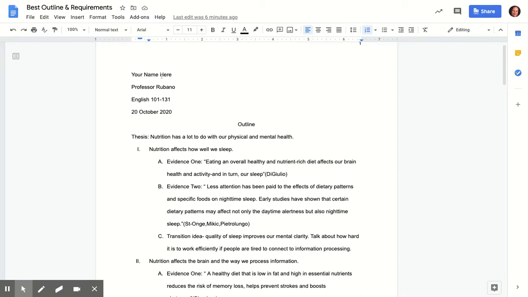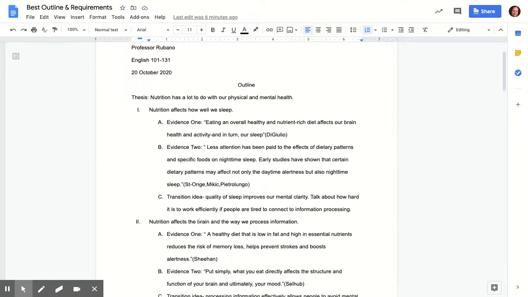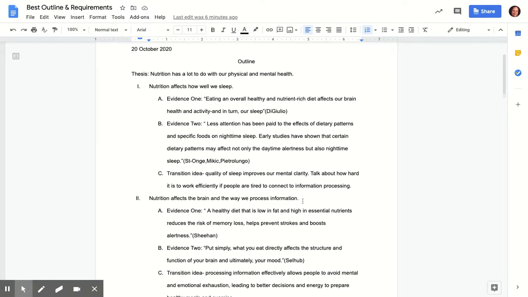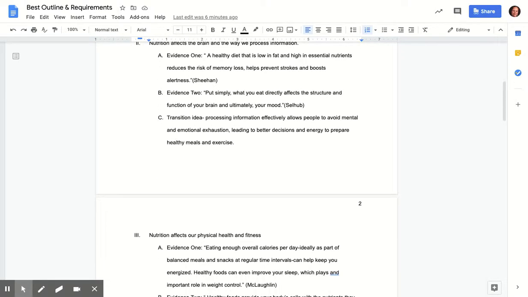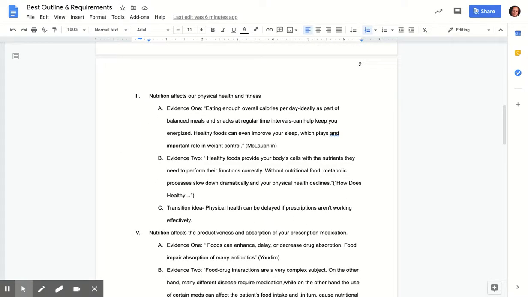So the outline has the proper MLA heading, page number, title. It also has a working thesis statement, okay? And each paragraph has a fully written topic sentence, okay? This part's kind of important because if you can't articulate your topic sentence, then strategically organizing your information becomes a little bit more difficult.